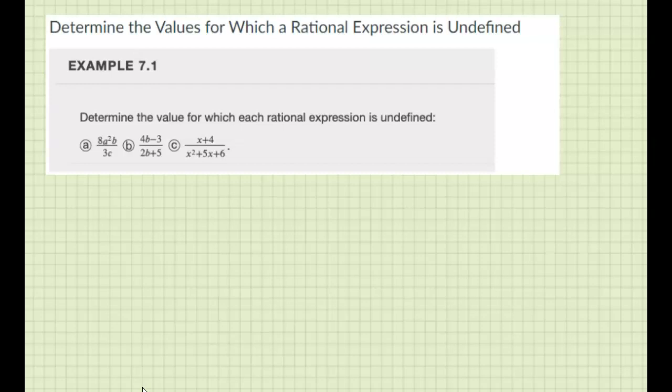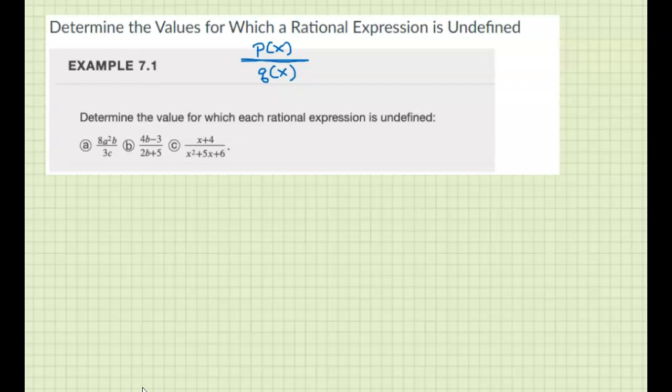So a rational expression is a fraction that has a polynomial in the numerator and a polynomial in the denominator. I'll just call them P and Q. Because it's a fraction, it has a denominator, and you can't have division by zero. If you're dividing by zero, that's undefined.